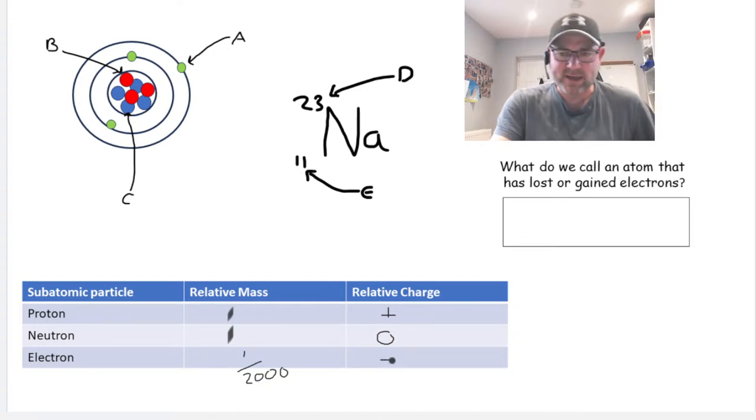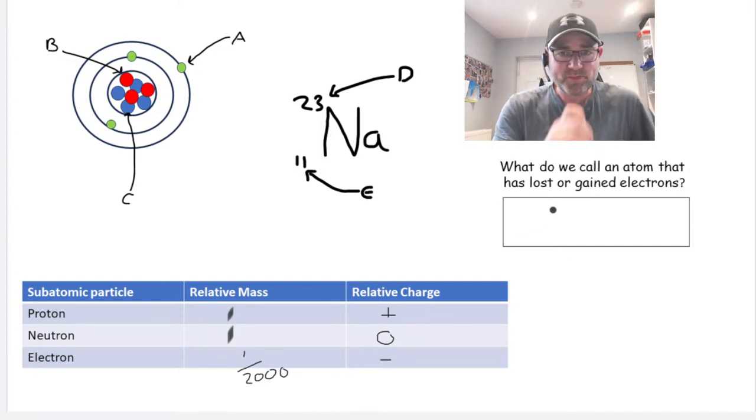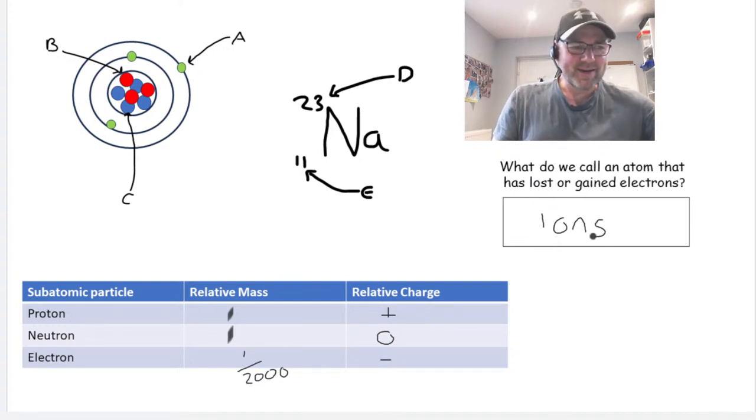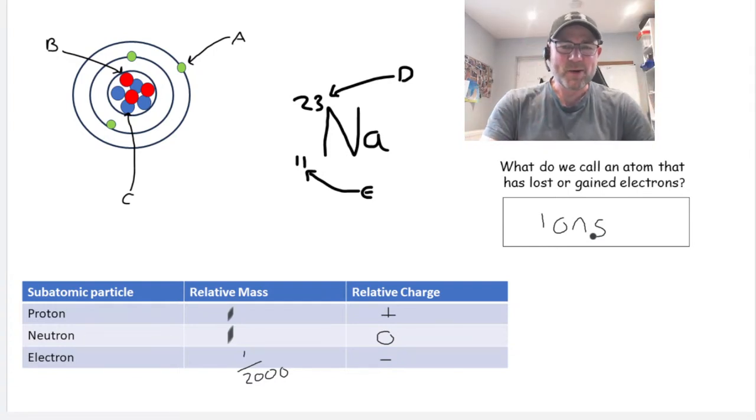Nice. What do we call atoms that have lost or gained electrons? Thank you. That is right. Ions. So all dead easy peasy. That is your basic atomic structure. But also, you remember all of that from GCSE. So well done, guys.